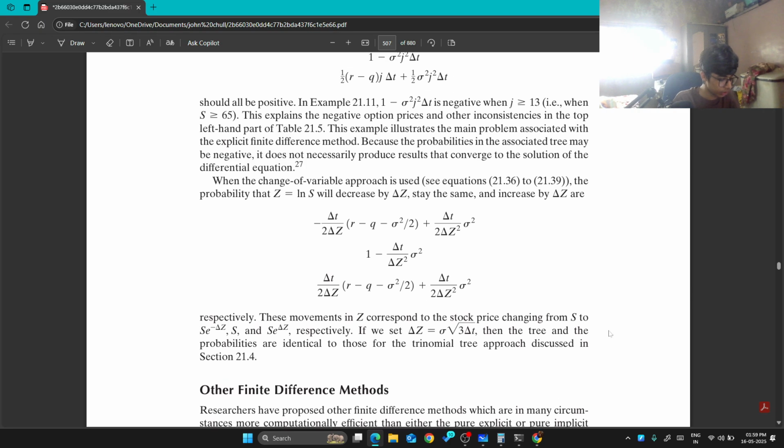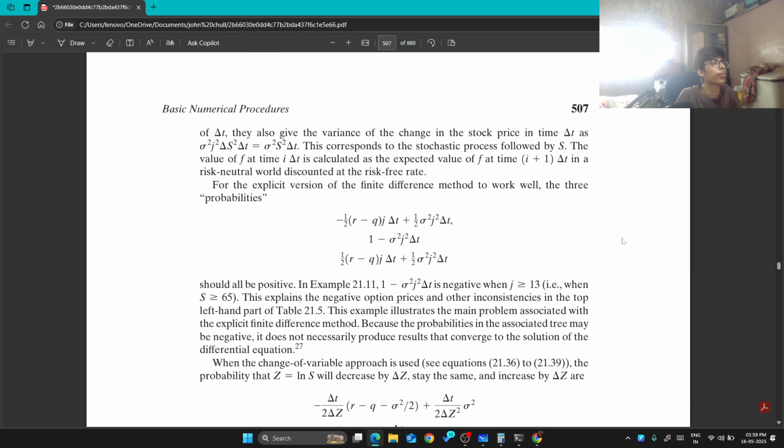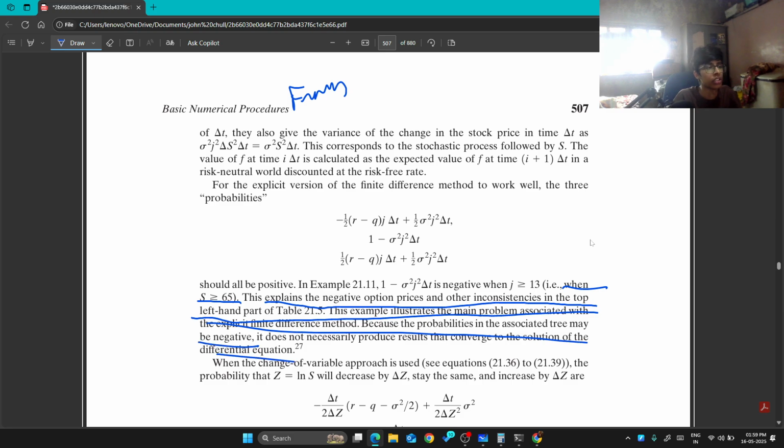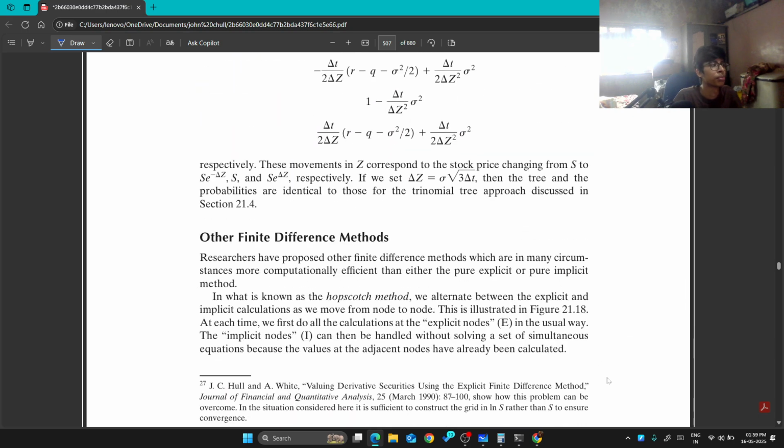The problem with explicit, okay, here the problem with explicit is given. So you can see that when s is greater than this, the left-hand side becomes negative, and the probability cannot be negative, that's why we can't use explicit so much.